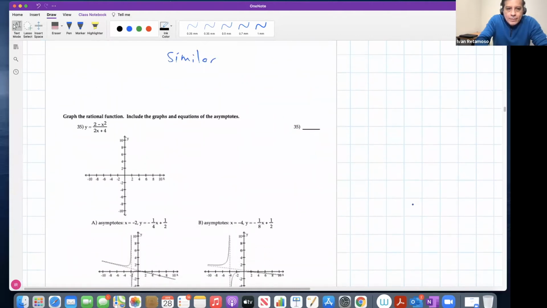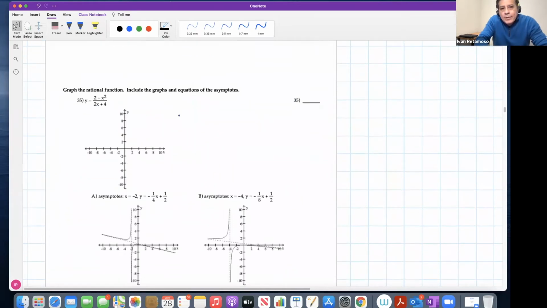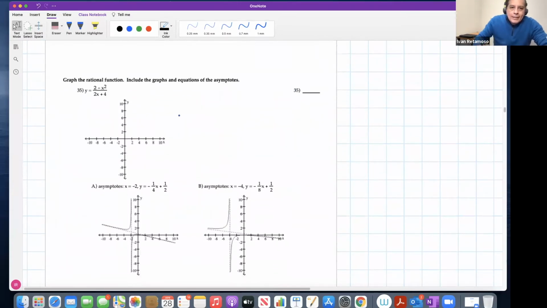Let's enter a new topic here. Graph the rational function. This function. Include the graphs and equation of the asymptotes, right? Again, guys, notice this guy, when written properly, let's write it here again, is just a top-heavy function, right? And not only that, the difference of the degrees is 1. So it's top-heavy by 1 unit, right? So this means that it has a slant asymptote, right?